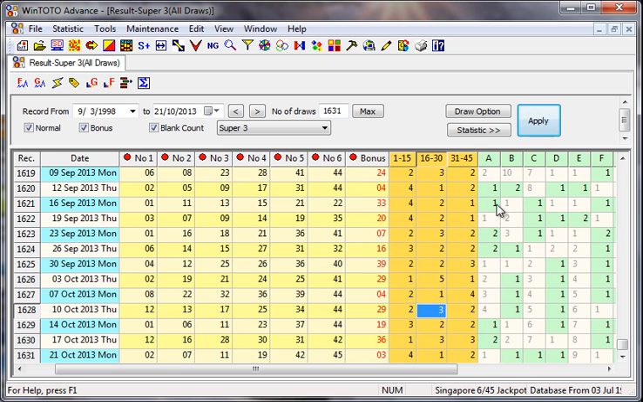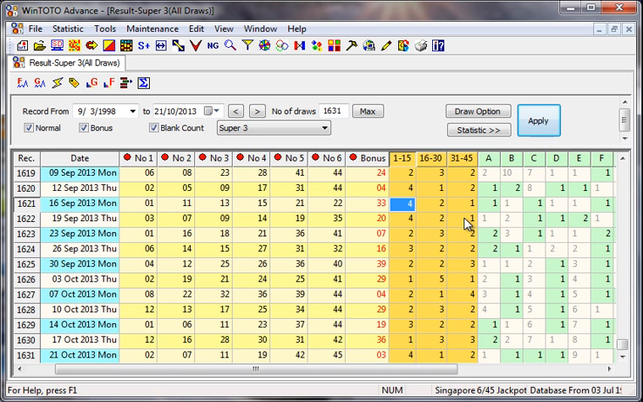In the past, we can see there was one incident with a similar situation: four numbers from 1 to 15, one number from 16 to 30, and one number from 31 to 45. Immediately after, in the next draw, it continued with another four numbers from 1 to 15. My concern is, will history repeat itself? So we have to be very careful.